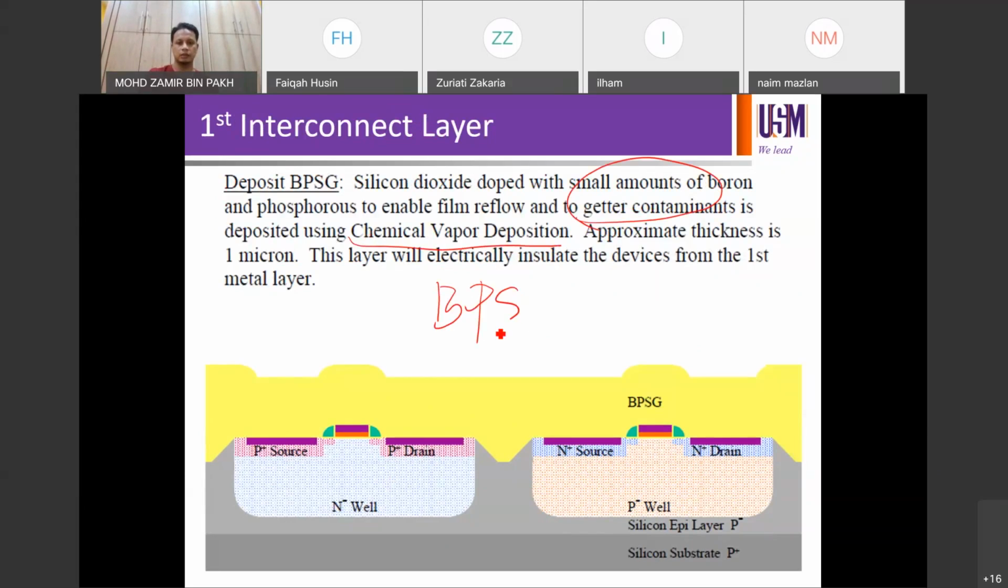Borophosphosilicate glass, BPSG, using CVD. So about 1 micron, this is not correct for all cases. It depends on your device. This is only the example, okay?